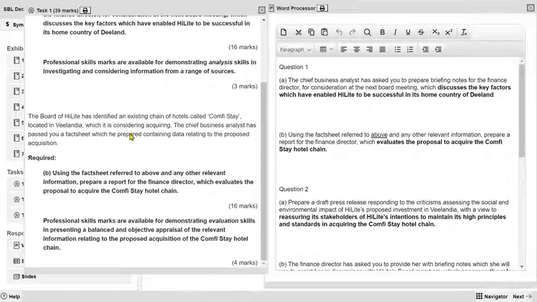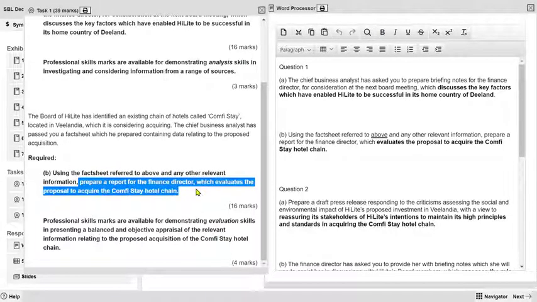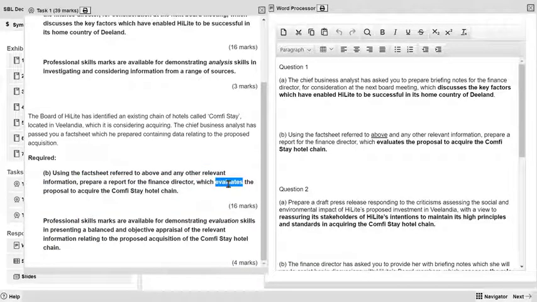Okay. So we know that we need to prepare a report for the finance director, which evaluates the proposal to acquire Comfy Stay hotel chain. So you see this word evaluate, this word is not important.